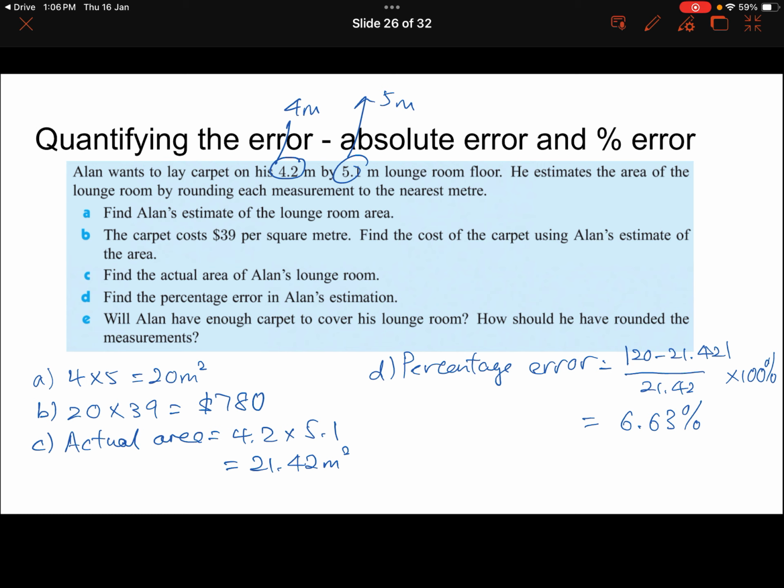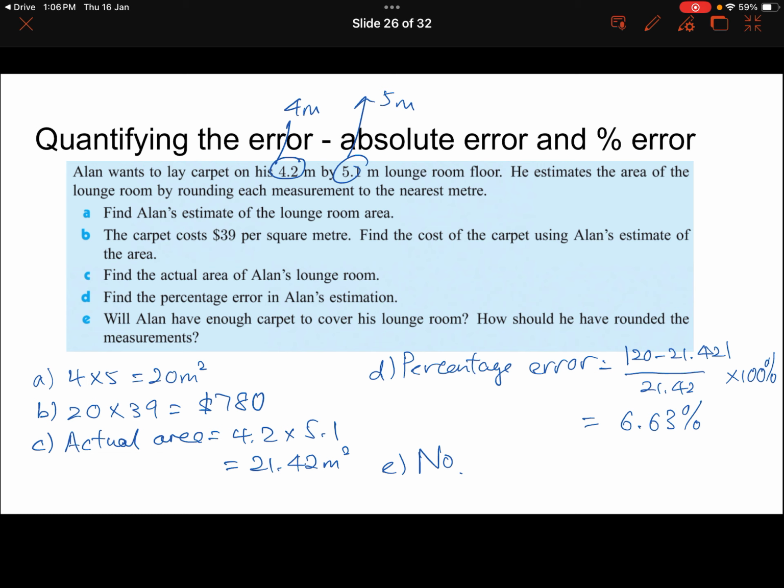So part E is basically asking, will Alan have enough carpet to cover his lounge room? Of course not. And again, the question is, how should he have rounded the measurement? So instead of rounding down, he should have just rounded up. It's better to have more than less carpet if you want to do it for the lounge room, because if you don't have enough carpet, you could obviously argue that if I round up, I might have excess carpet. That might lead to a waste of resources and money as well. That could also be something to consider.